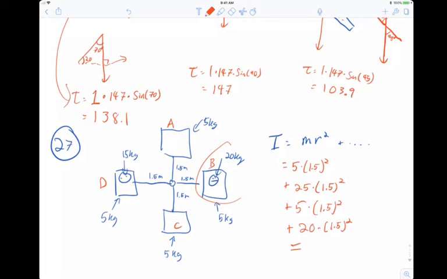Times 5 plus 5 plus 45. 1, 2, 3 is easy as kilogram meters squared. And that's a moment of inertia.